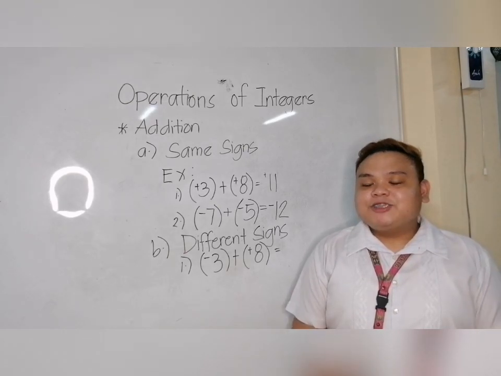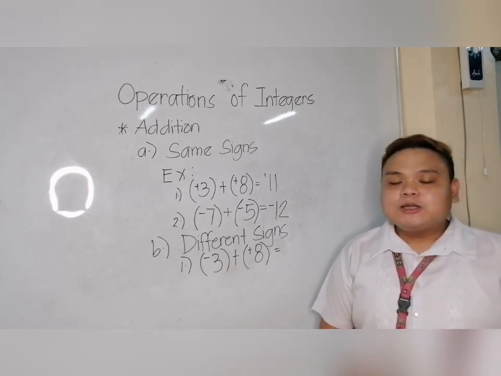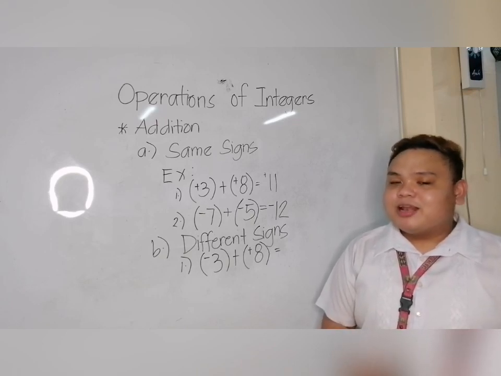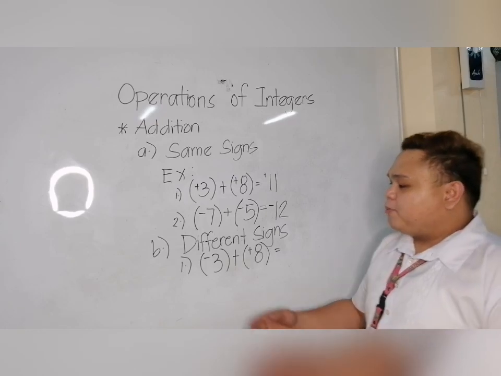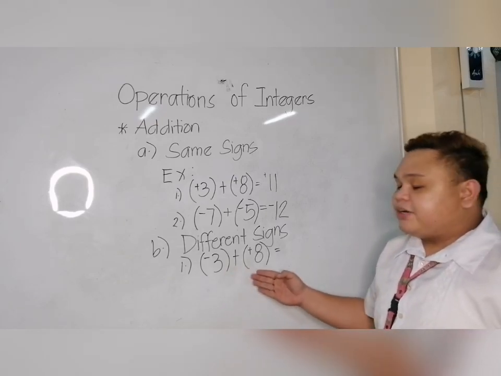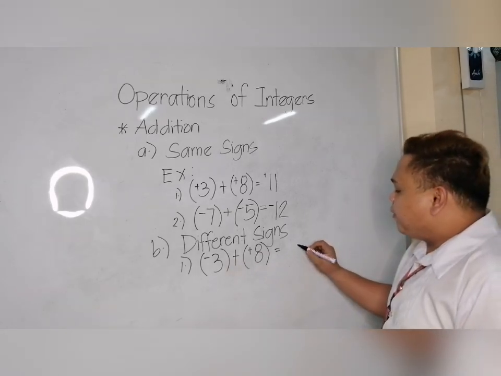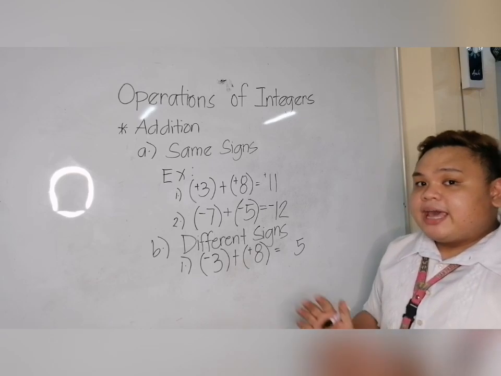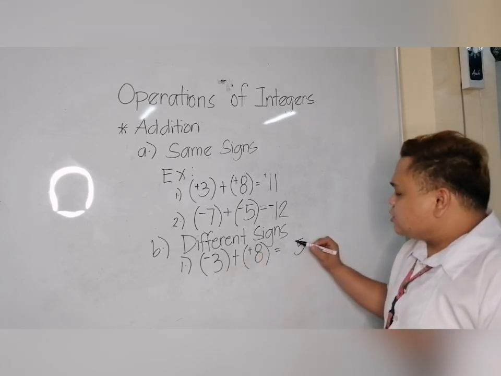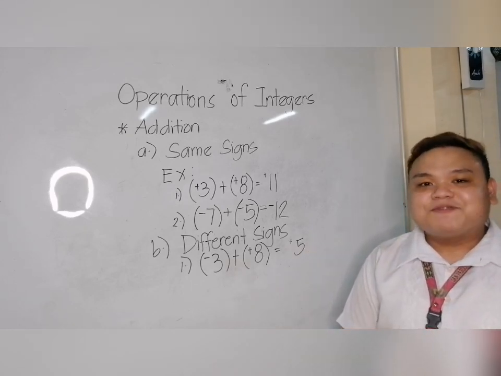Let's now have the addition of different signed integers. For integers with different signs, all we need to do is to subtract the numbers and copy the sign of the larger number. So for example, we have -3 plus positive 8. Since they have different signs, we are going to subtract 8 and 3. So you will come up with 5. And since 8 is larger and its sign is positive, we're just going to copy its sign. So our answer is positive 5.